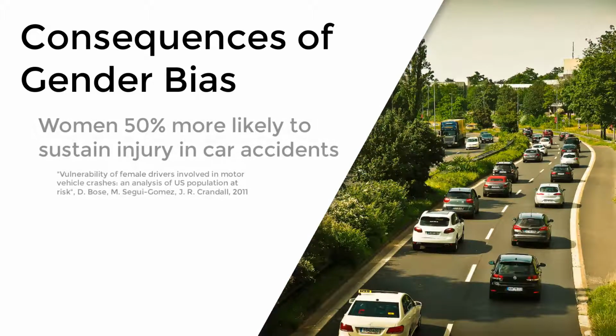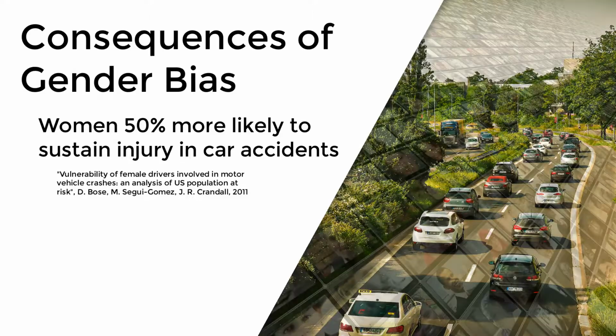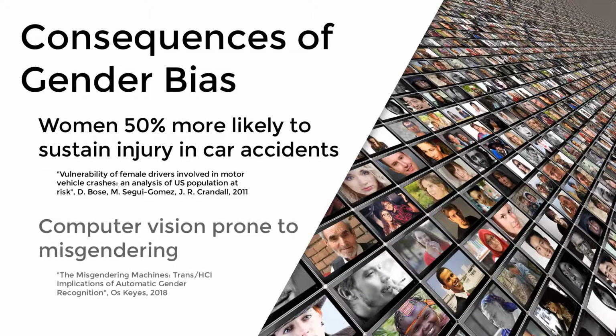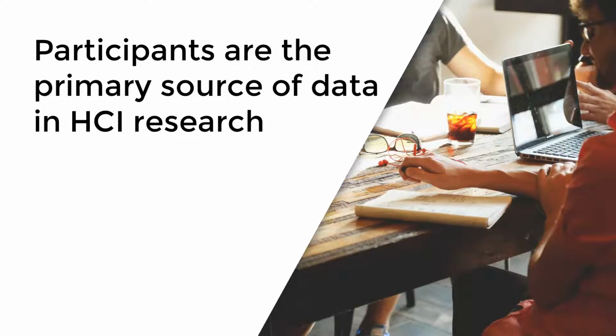For example, previous research shows women are approximately 50% more likely to sustain injury in the event of a car accident, which is attributed to a lack of consideration of women's data in safety system design. Leaving non-binary identities out of design and training data for computer vision systems leads to creating gender recognition systems which misgender people. In HCI, study participants are the primary source of research data.